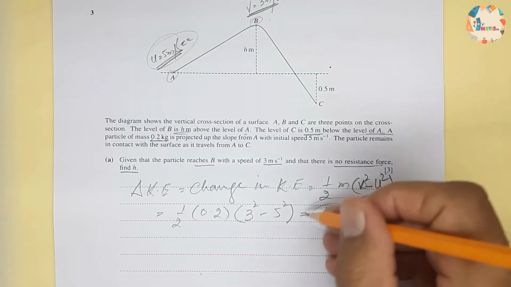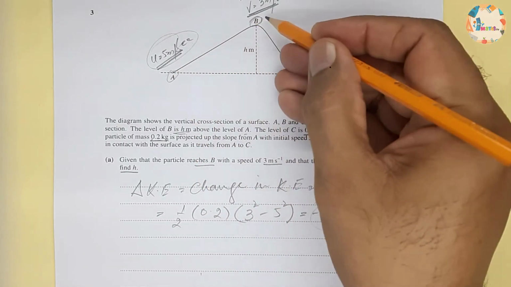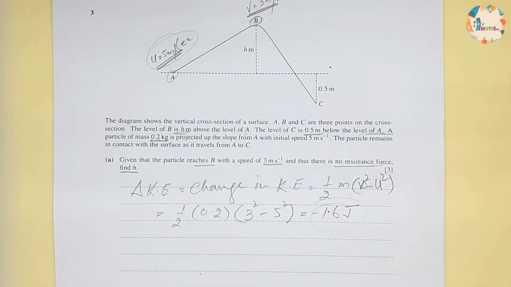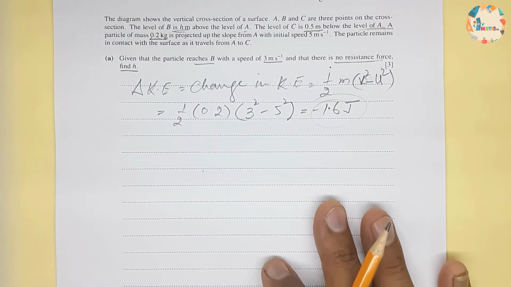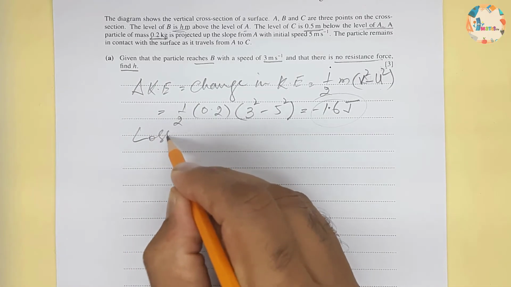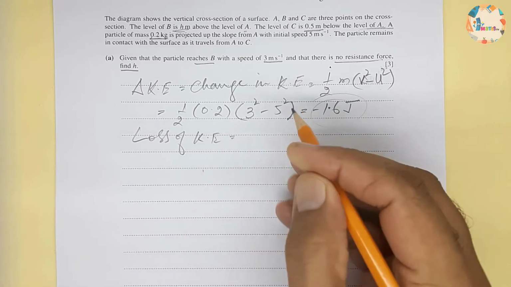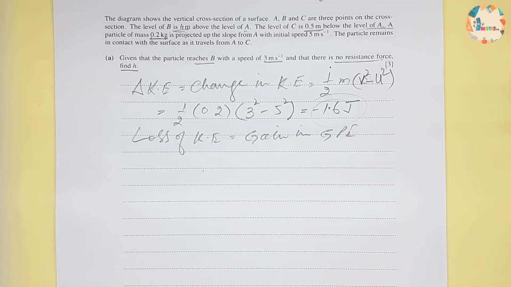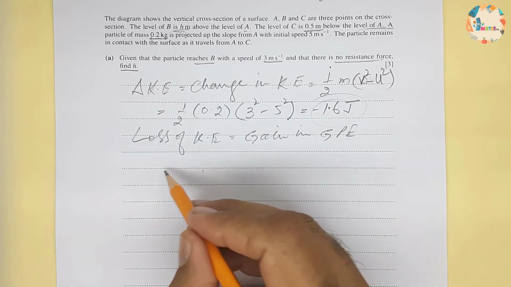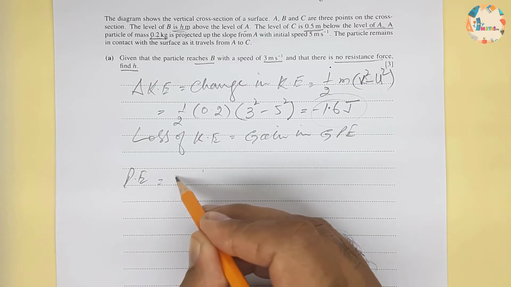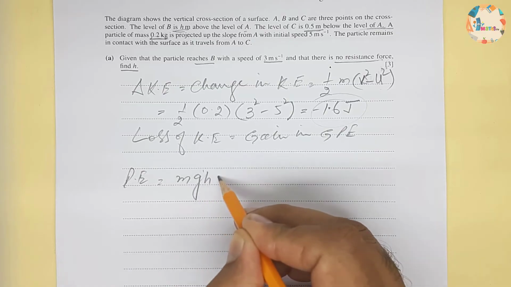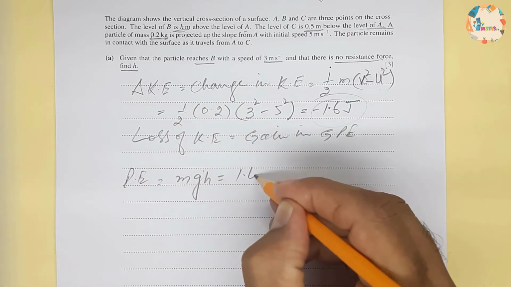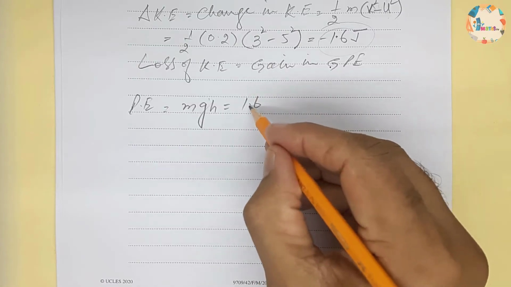So it means this much amount of energy is changing to potential energy, because potential energy at B is at an increased level. So whatever the loss of kinetic energy is equal to the gain in gravitational potential energy. So we can write here loss of kinetic energy is equal to gain in gravitational potential energy, which is mgh, and this will be equal to the loss of kinetic energy, which is 1.6. So we are taking the magnitude, the amount of energy.